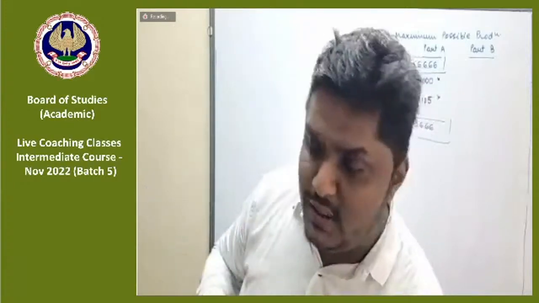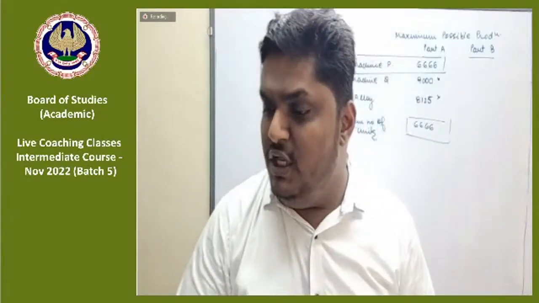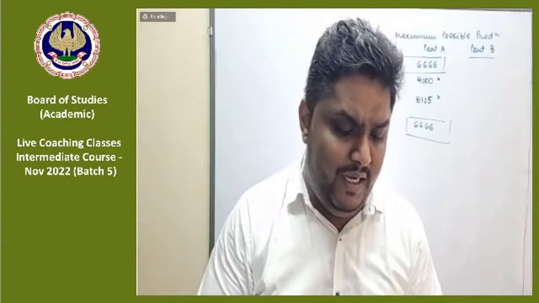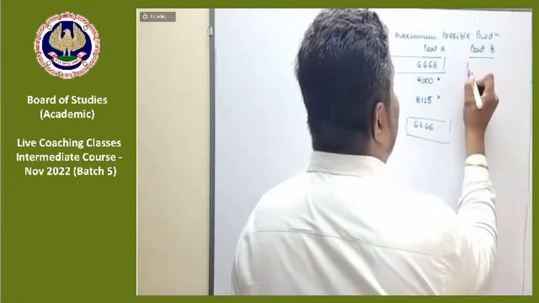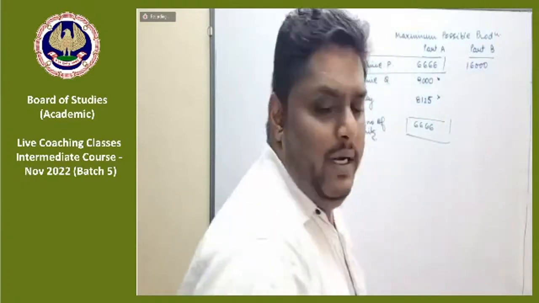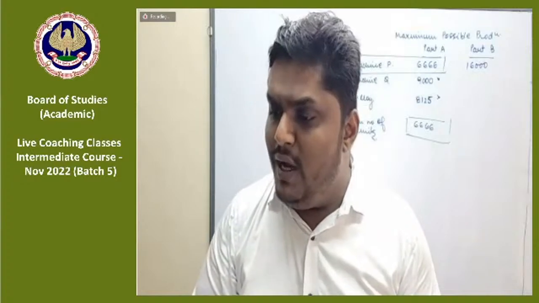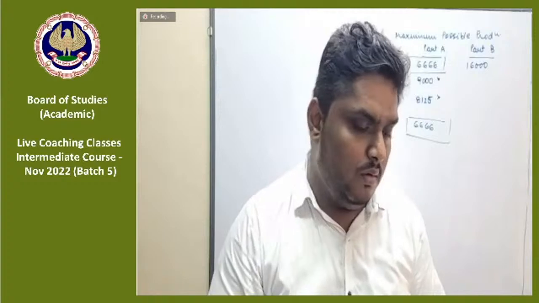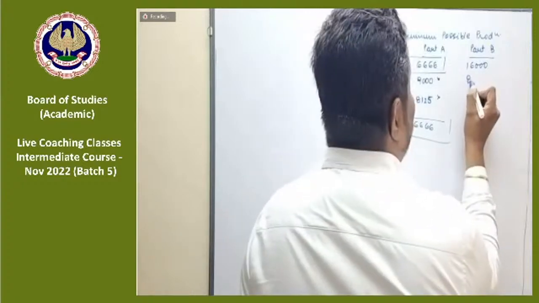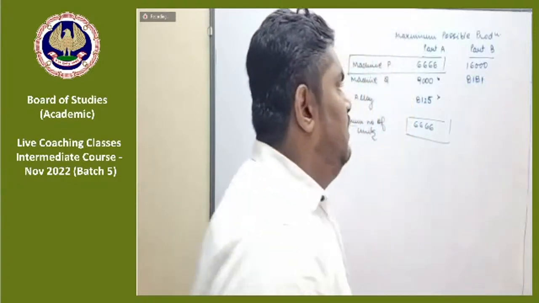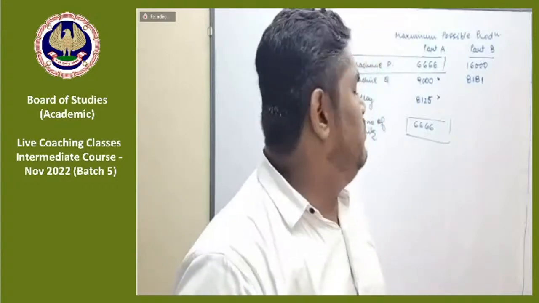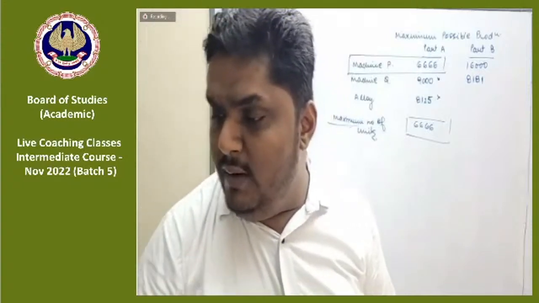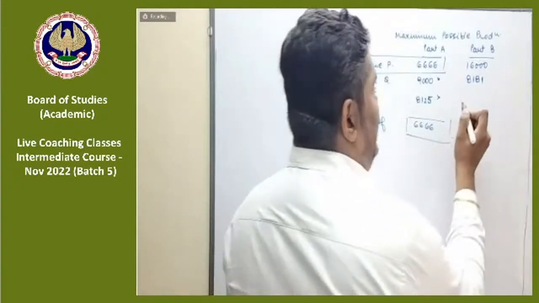Similarly, for part B the same approach applies. For machine P it requires 0.25 hours. So it means 4,000 divided by 0.25. It can process 16,000 units. Machine Q requires 0.55 hours. It means 8,181 units. Part B, 8,181 units machine Q can process. And as far as the alloy requirement is concerned, it is the same in both cases. So 8,125.